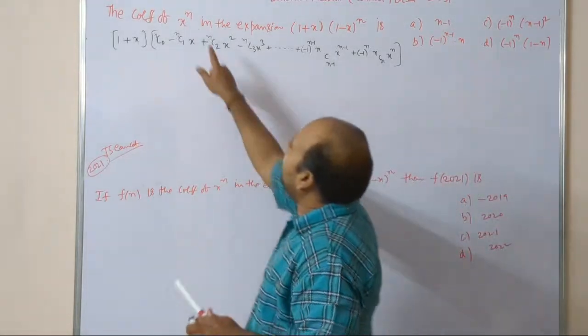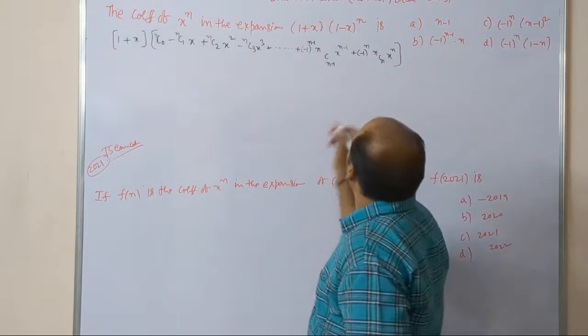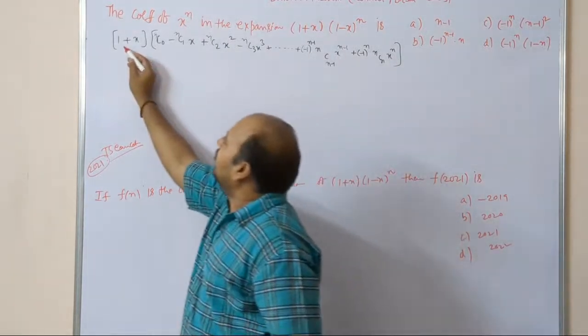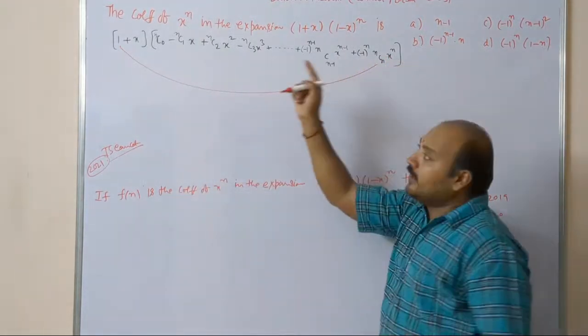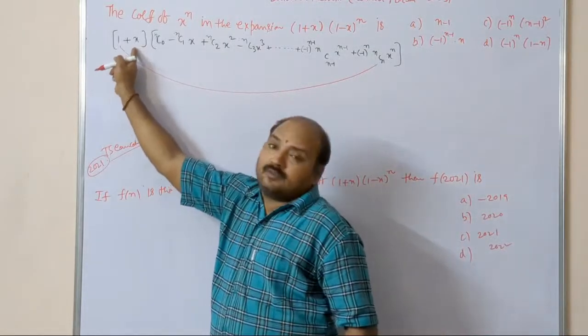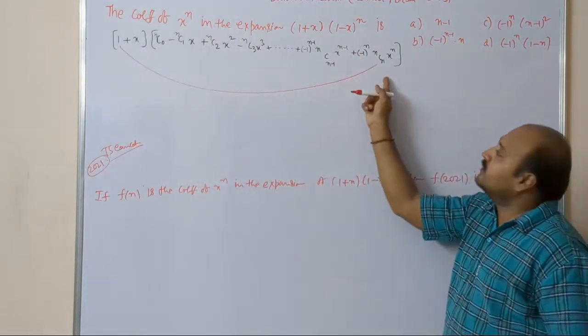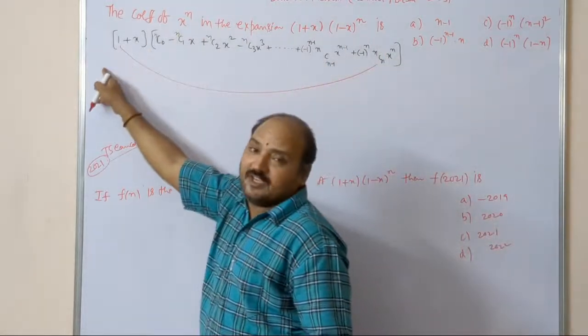Here, I want the x power n coefficient. So here, x power n coefficient, here 1. So the first term and the last term in that expansion, x power n coefficient, we will get it.